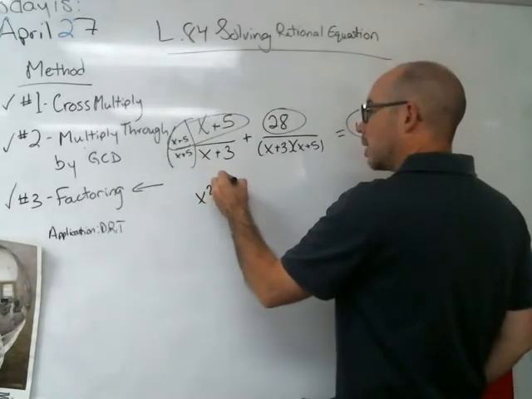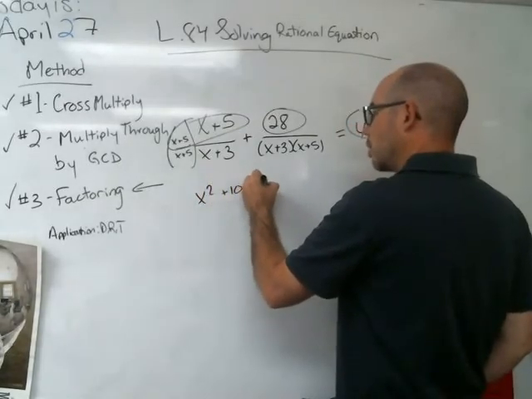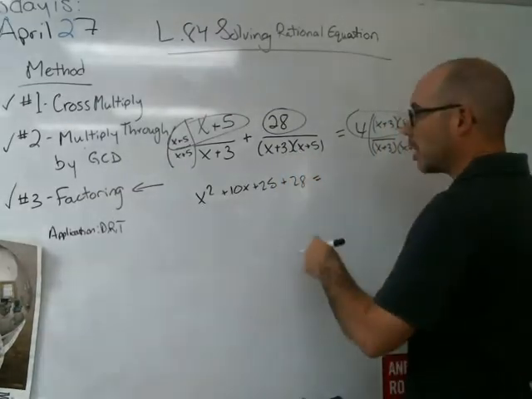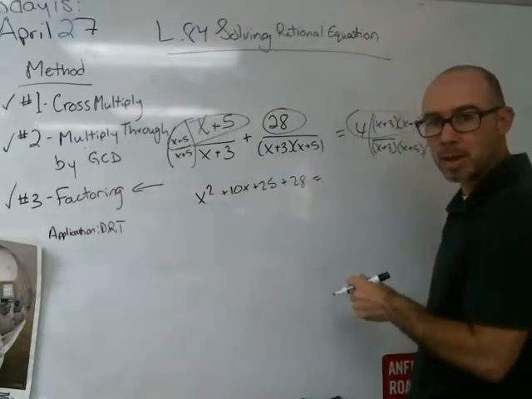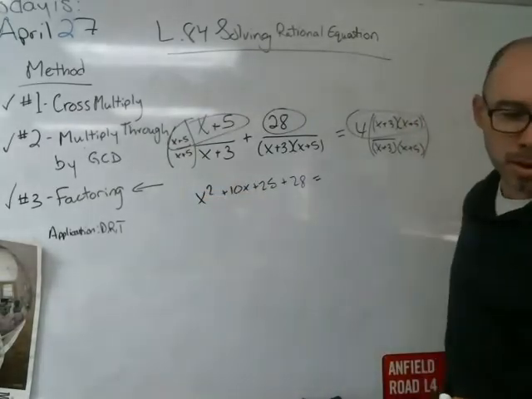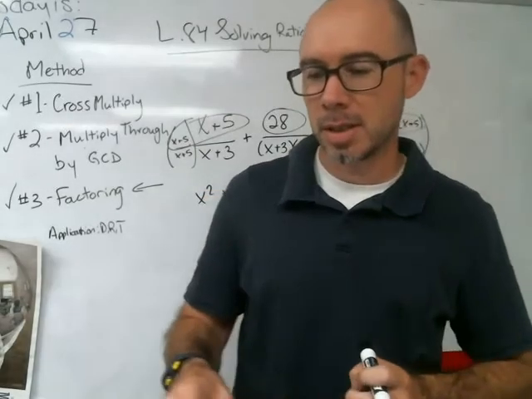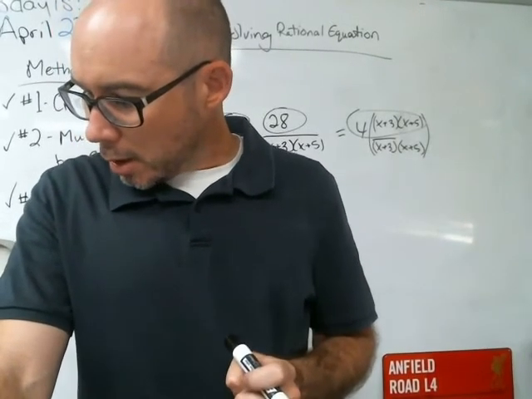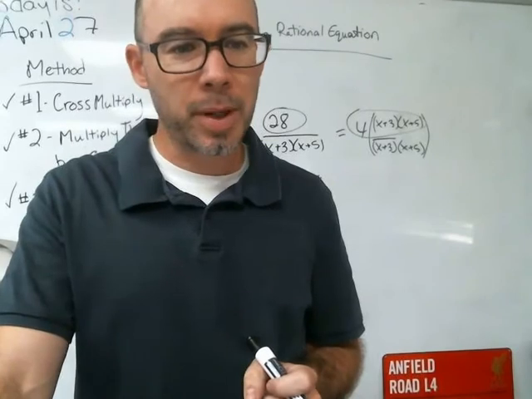X squared plus 10x plus 25 plus 28 equals 4 times whatever that quadratic thing was right there, and then going through and solving the rest of the business. I'm not going to finish that off. That one's there in the book. You can see that it took a lot of pencil work.